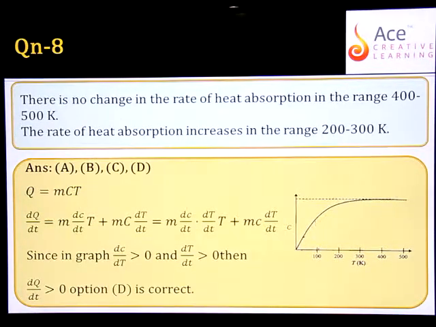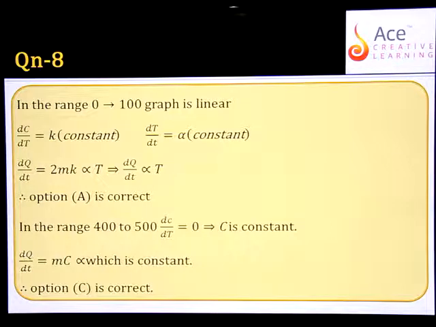Option D is correct. In the range 0 to 100, the graph is linear. So when you solve, you get dQ by dt proportional to T, the temperature. So option A is correct. In the range 400 to 500, C is a constant. So dQ by dt is just m c into alpha, which is a constant, where alpha is dT by dt as shown. So option C is also correct.